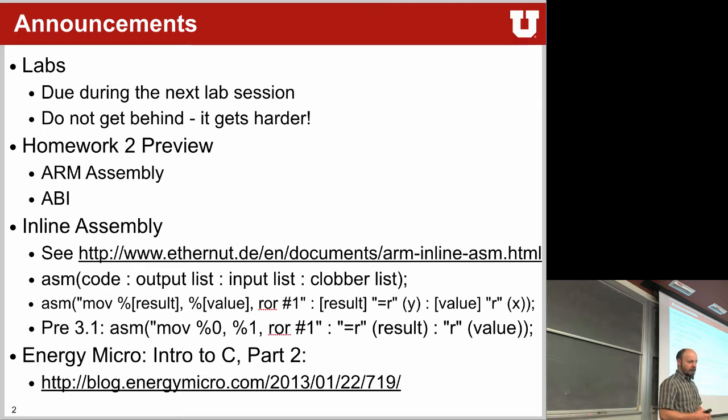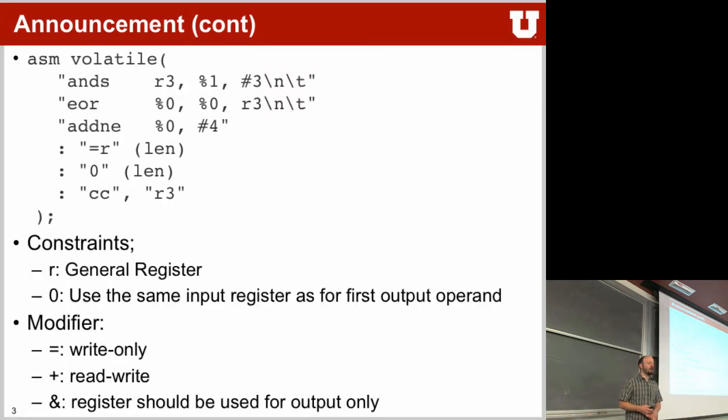All right. Here's an example of inline assembly. If you really just have a small little thing that you want to write in assembly, you can use this particular notation in C. So for example, if we have an ANDS, we want to use R3, %1, 3, it's \n, \t. Anybody could think of why we do this? It's a new line sign and a tab. This is just purely to look nice.